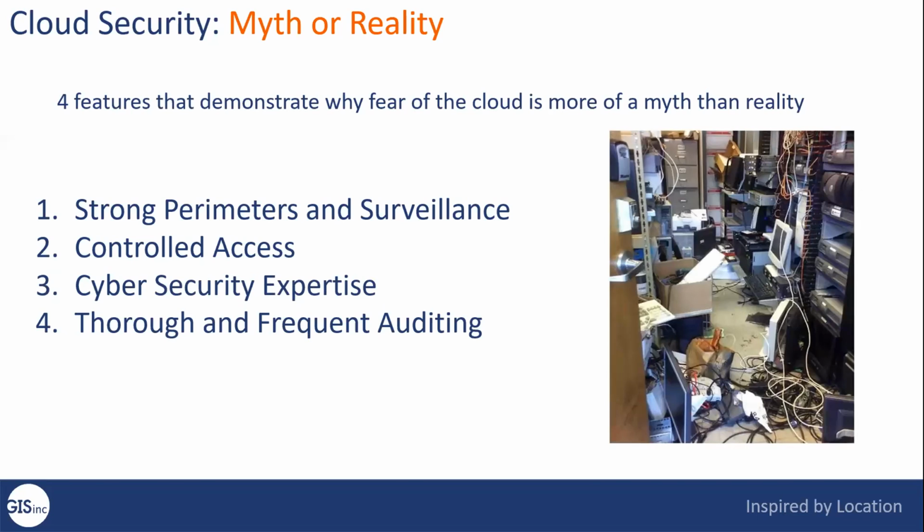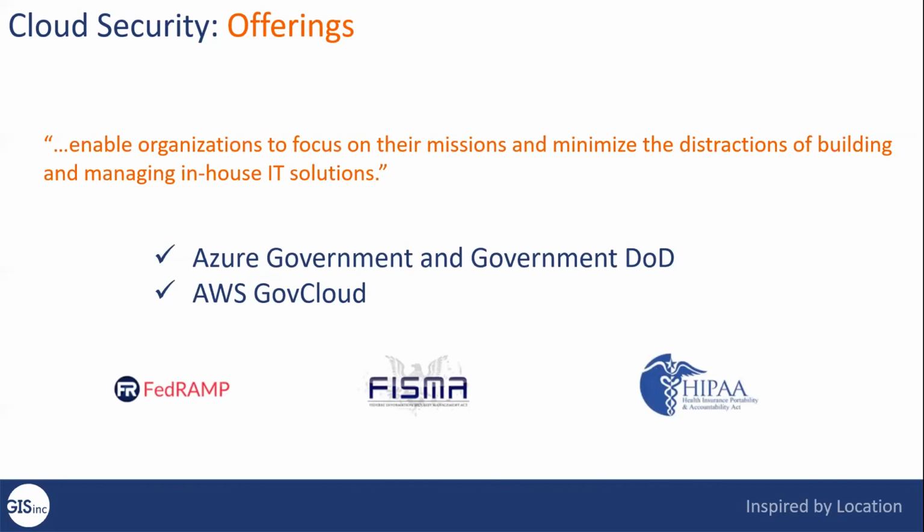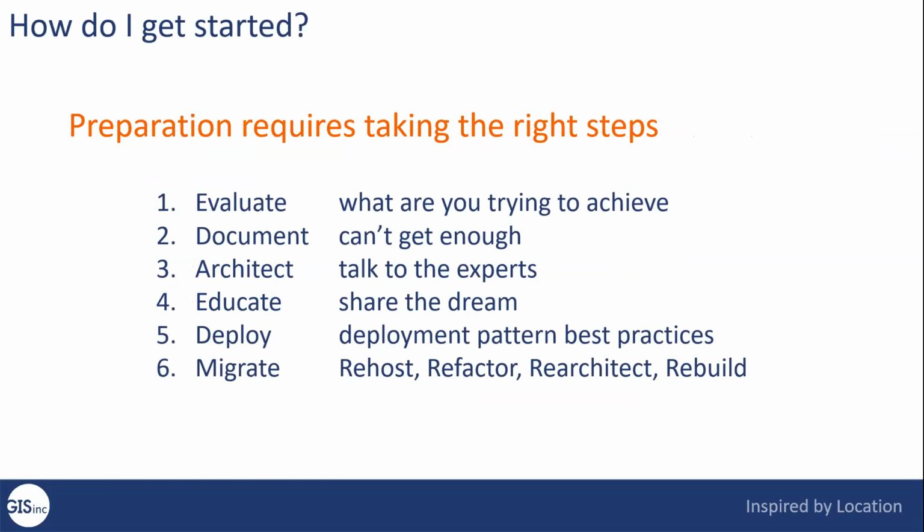So I'm sure at some point in time, many of us have seen data centers that kind of look like this. And on a total opposite end of the spectrum, these cloud providers provide state-of-the-art facilities. What they also do is they provide cloud security offerings that are put in place to help organizations focus on their missions and minimize distractions of having to build and maintain in-house IT data centers and solutions. On this slide, what I'm doing is highlighting Amazon and Microsoft. They provide these bundles or offerings that include things like FedRAMP certification and FISMA and HIPAA compliant environments where you can just grab hold of that area and start to deploy your solutions within there. So long story short, don't be afraid of using the cloud because of security concerns.